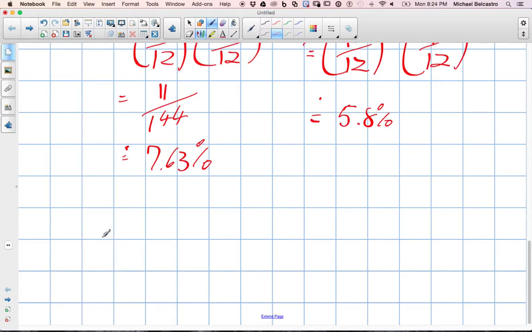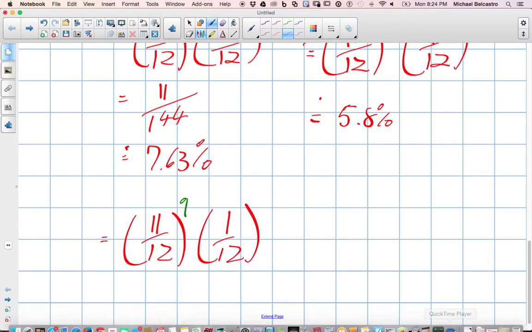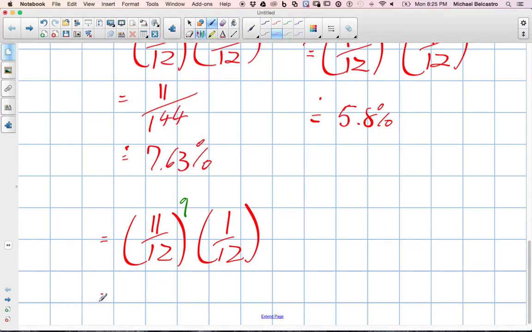So with that being said, what about on the 10th trial, right? 11 out of 12. Because it's on the 10th trial that we're successful, we want this number to be to the power of 9. Okay, and again, we can plug into our calculator. In fact, I'm pretty lucky I can do this, and I'm just going to change the exponent to the number 10. And we're down to 3.49, so approximately 3.5% chance.